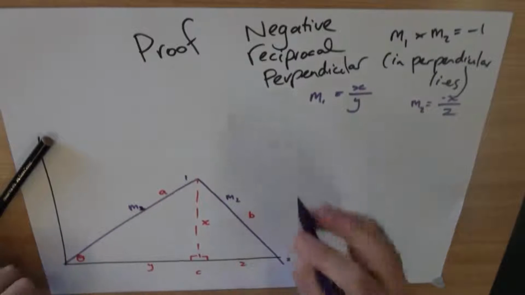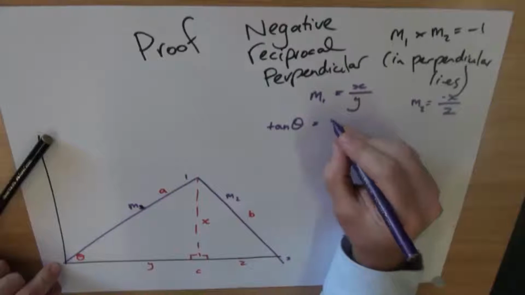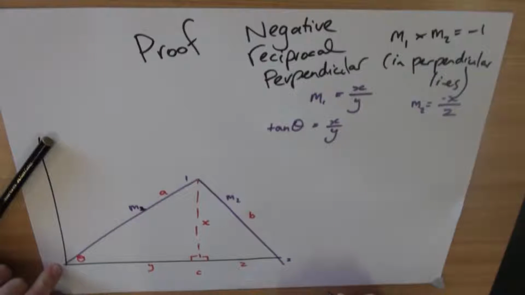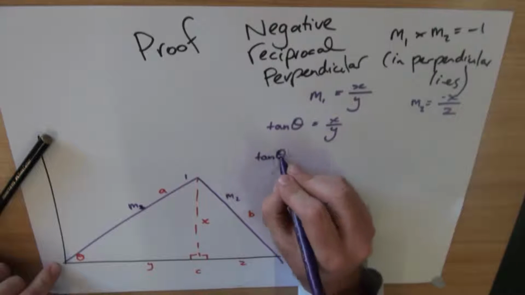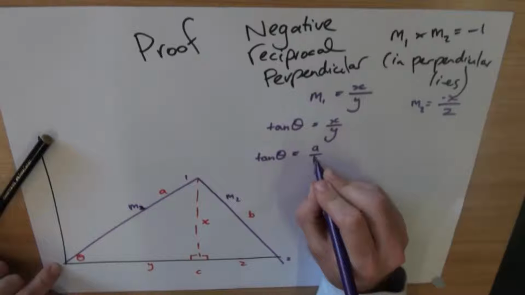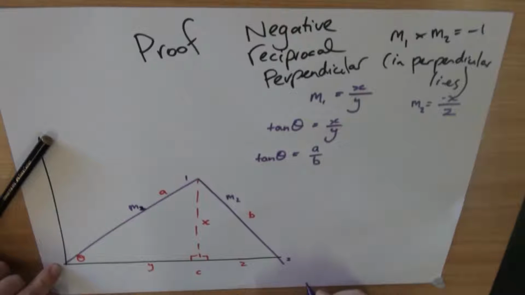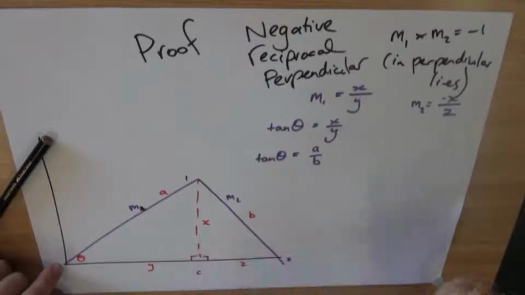Now what we also know is that tan theta equals x on y, opposite over adjacent. Yes, opposite over adjacent. Okay, tan theta equals x on y. And we also know that tan theta equals opposite over adjacent, a over b. Okay? So x on y is going to equal a on b. That's just something interesting to note.